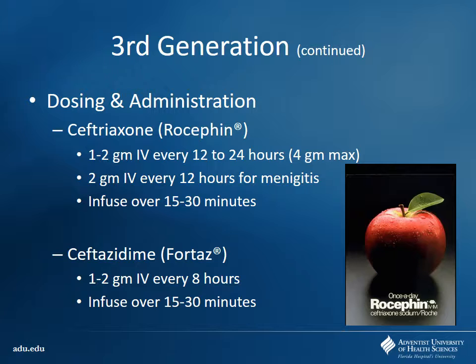Yes? So 3rd generation loses gram-positive coverage? It loses more of it, but you'll see things like Rocephin still has good coverage for like strep pneumo and things like that. It's just not as broad a coverage as you would see with like a 1st generation. So you don't really see these used for like skin and soft tissue infections, right? But the 4th generation, you'll start seeing gram-positive coverage pick back up. Yeah.